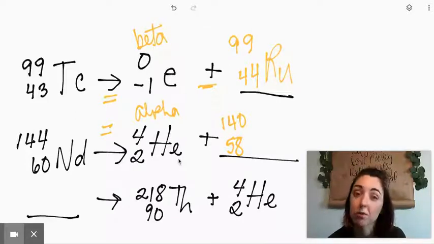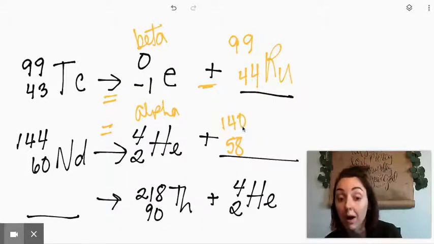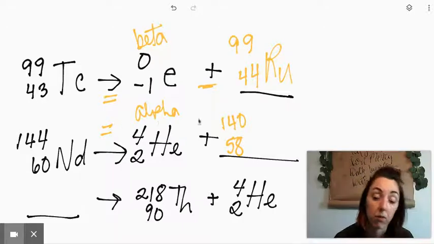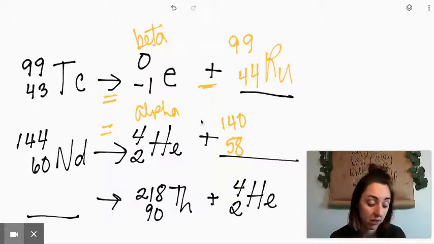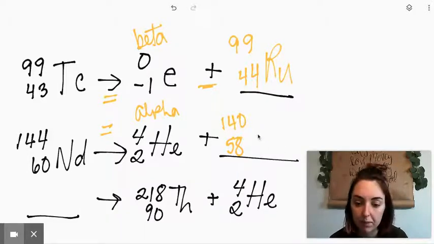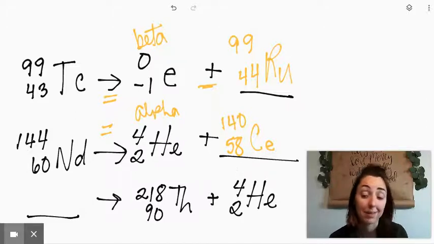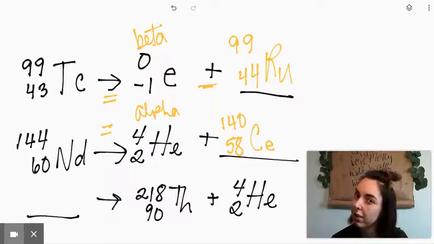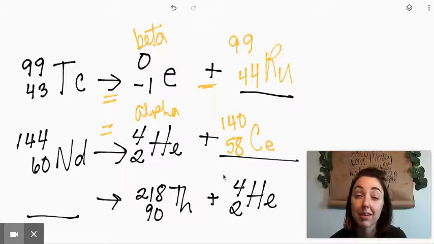Then check your numbers real quick. 58 plus 2 equals 60, check. 140 plus 4 equals 144, check. Now I just need to go to the periodic table and find element number 58, and it turns out that is cerium, Ce. And there we go, we're done. Just make sure, remember, it's the bottom number, the atomic number, that tells you the element. So don't try to find the element off the top number. That's the mass number.